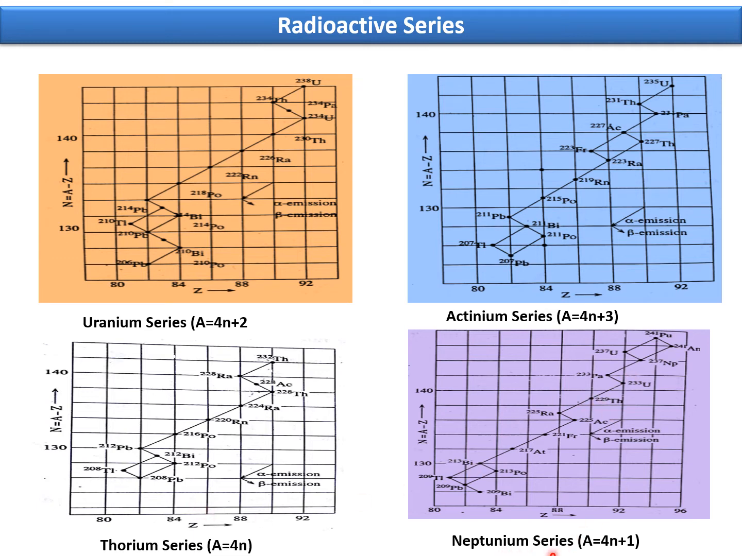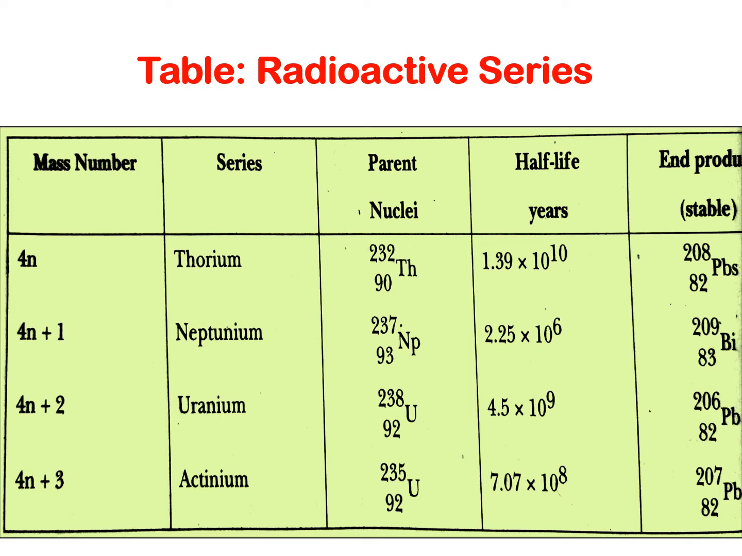The next one is the Neptunium series, which shows 4n plus 1. This is 241 plus 1. Plutonium, thorium, radium, radon and other elements follow, and it leads to the stable nucleus bismuth. These are the series which take place in radioactivity, with mass numbers 4n, 4n plus 1, 4n plus 2 and 4n plus 3, and the corresponding parent nuclei and half-life periods.